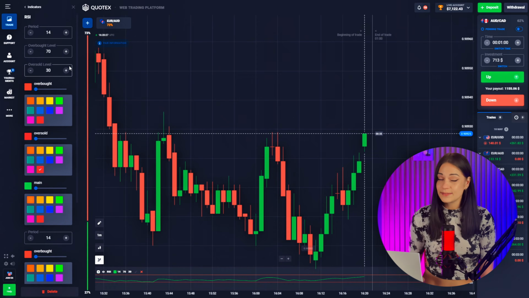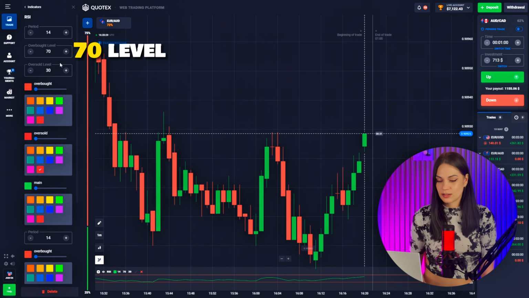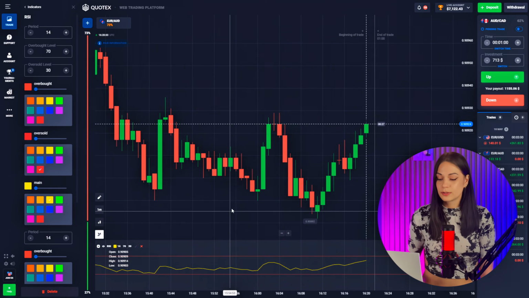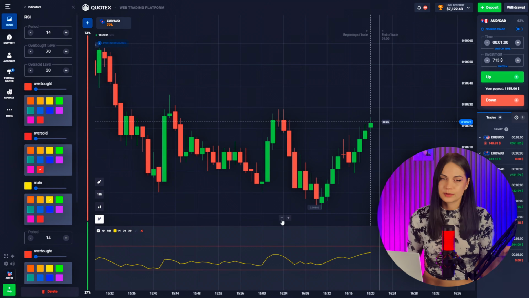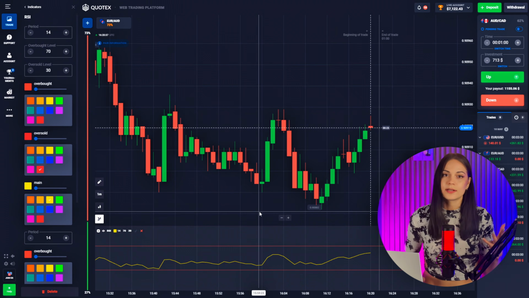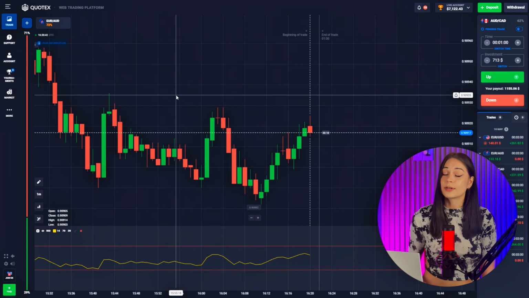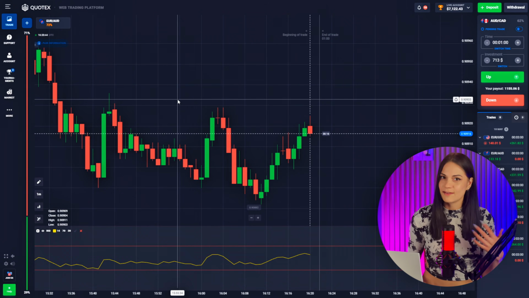Now let's add our RSI indicator to the chart. We're opening the settings and we leave it as it is: 70 and 30 levels and the period of 14. You can change the colors as well for the lines, whatever is more comfortable for you to see on the chart, as with other indicators. And the RSI indicator is ready to work and ready to give us signals just like everybody else.